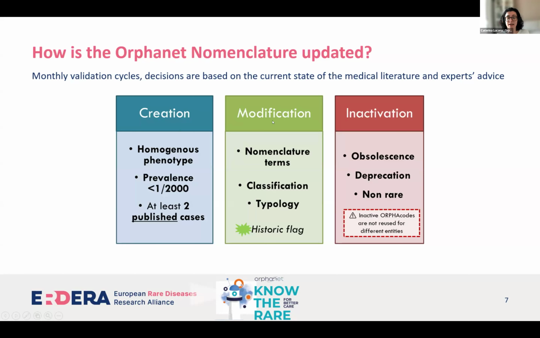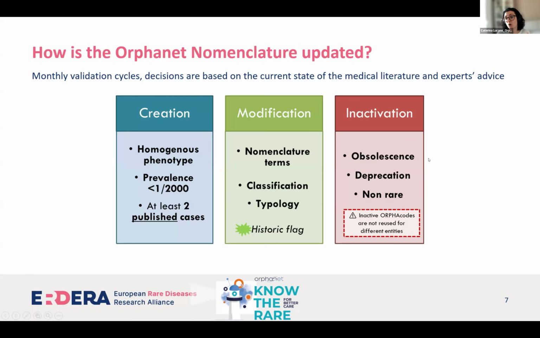We can modify an existing code. For example, we can modify the nomenclature term if the main name is no longer the one that was used. We can modify it according to recent literature. We can modify the classification level. For example, something that was before considered a disease is now considered a group. So we can make all these kinds of modifications, and we can also inactivate codes. We can inactivate codes due to several reasons.